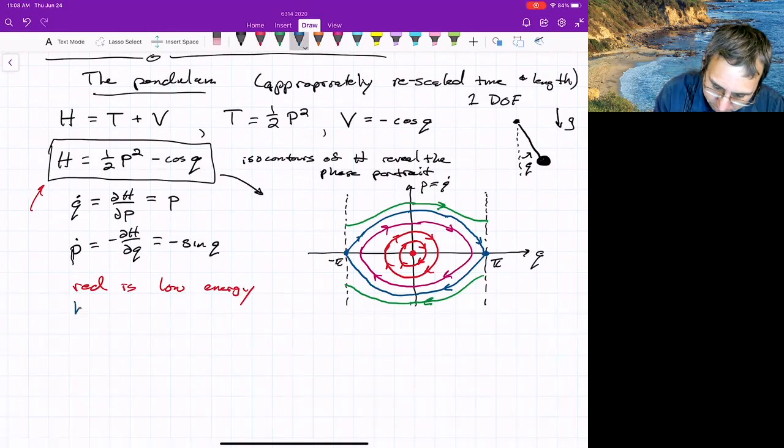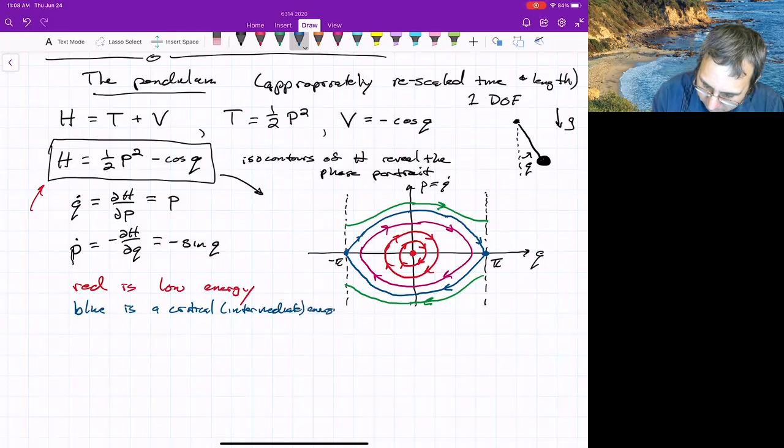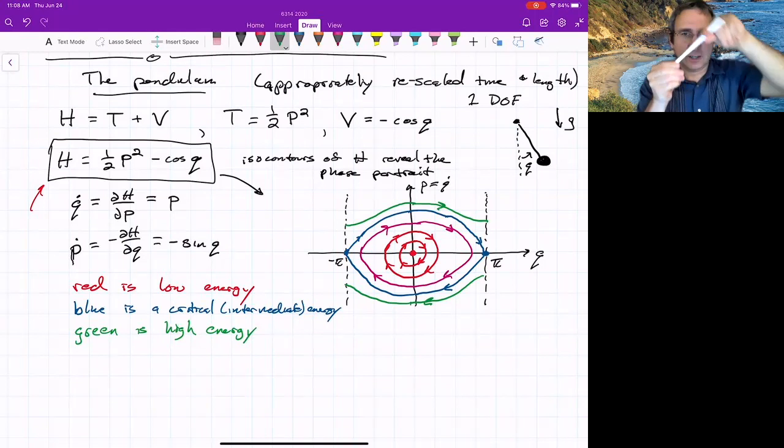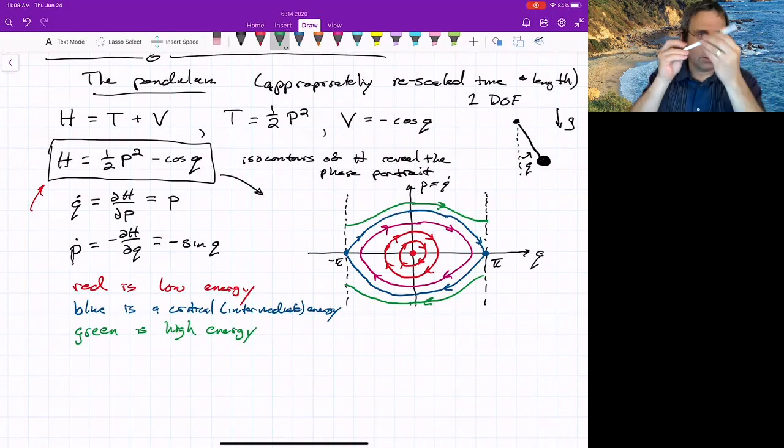Blue is a critical value of energy. Maybe it's a critical intermediate energy. And then green is high energy. And these high energy things, it's where you hit the pendulum so hard, it's just sort of circulating around.